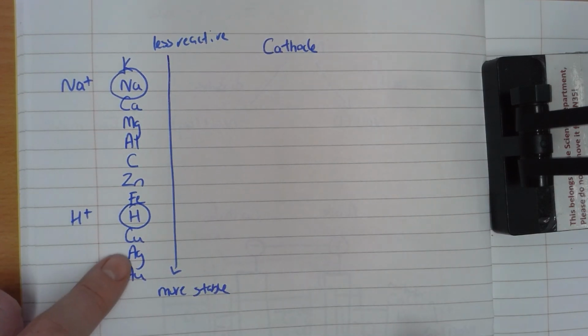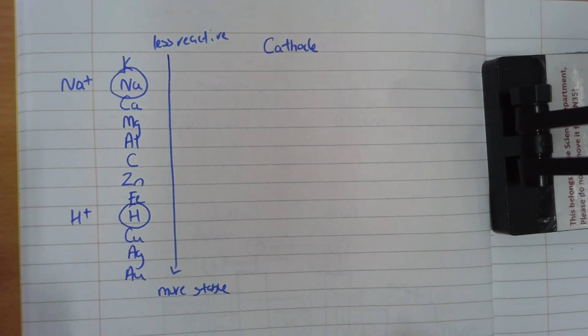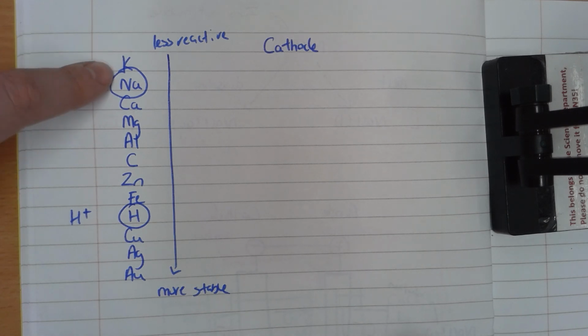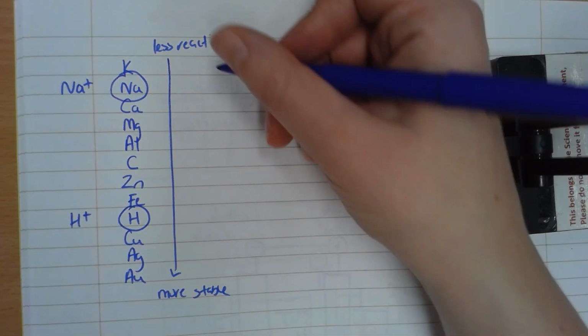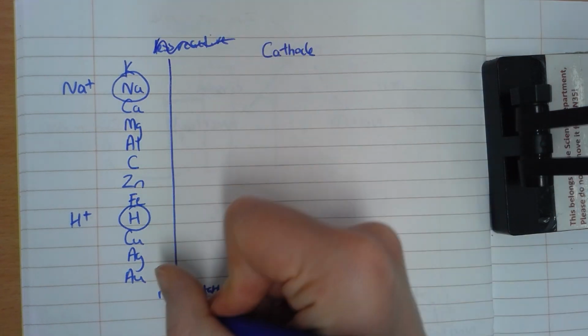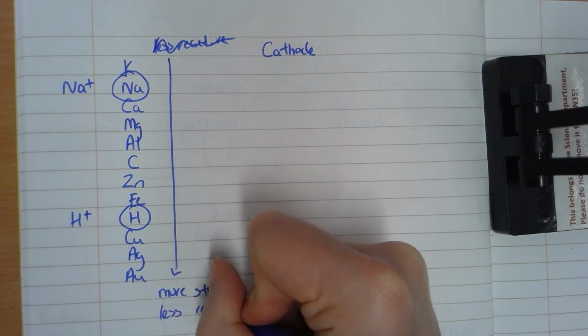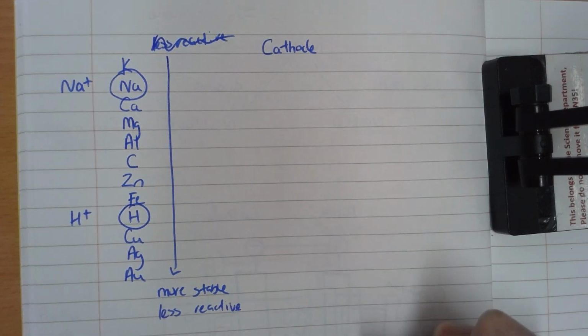Okay, think about it. Here at the bottom I've got silver and gold. We use silver and gold in jewellery, we can wear it on our skin, it's not reactive, it doesn't harm us. If you've got something like potassium and sodium, these are really, really reactive metals. So they're more reactive, they're less stable. Down the bottom, they're less reactive, and they're more stable. Sorry, maybe that's not clear. More stable, less reactive.